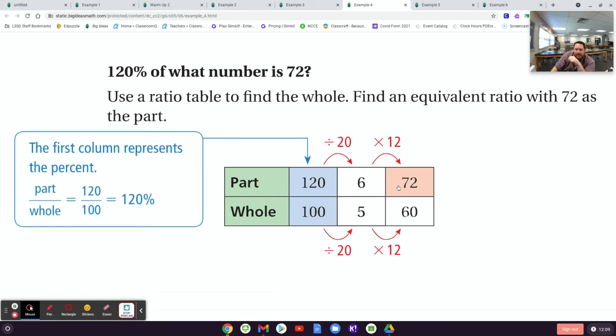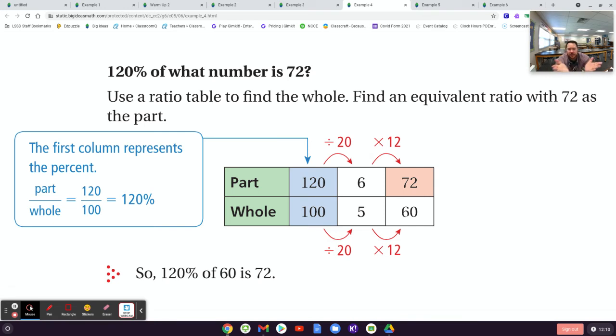So in this case, we're trying to make the top, the part, equal 72. What they did is they divided the 100 by 20 and the 120 by 20 to get an equivalent ratio of 6:5. And then that 6 can be turned into 72, which is what we're looking for, by multiplying by 12. So you also have to multiply the 5 by 12. So it's 72/60ths, which is the same ratio as 120%, or 120 hundredths, which tells you that 120% of 60 is 72. There we go.